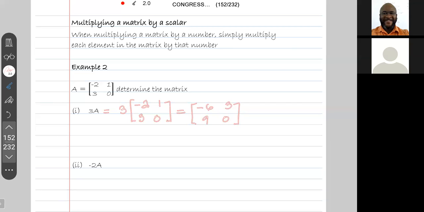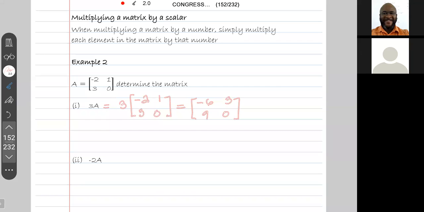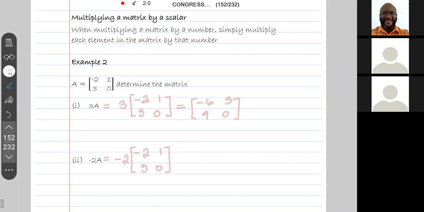Please complete example 2. Type your answers in the chat. All right, so example 2 says minus 2A. So this is minus 2 multiplied by A, which is minus 2, 1, 3, 0. So remember, whenever you multiply a matrix by a number, you simply multiply all elements in the matrix by the number.